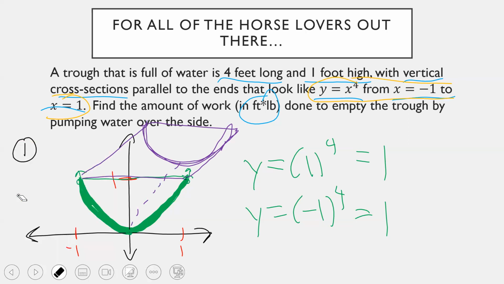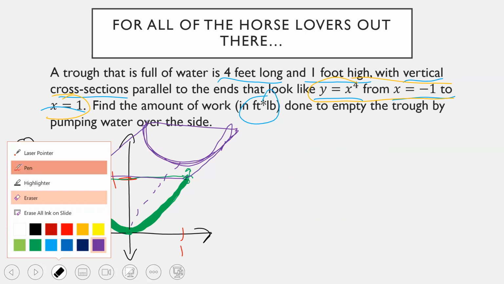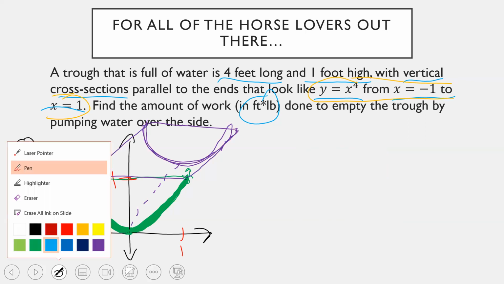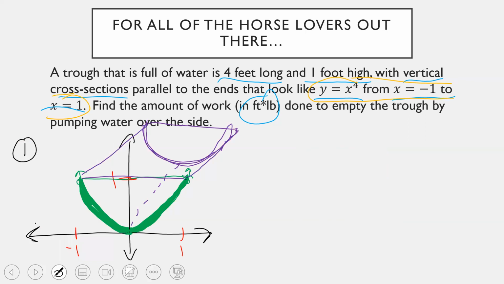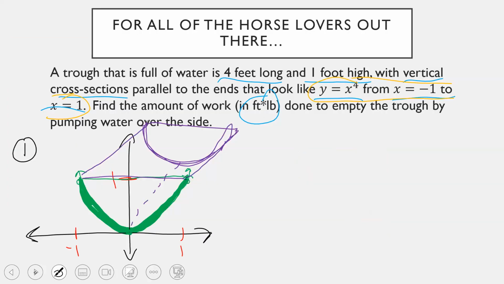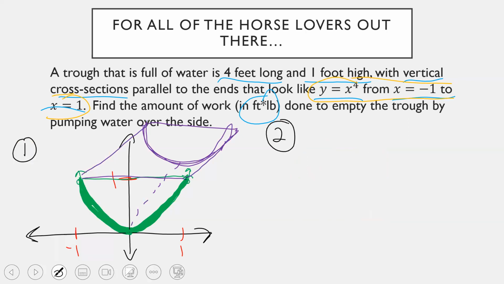And again, this is nice to have it this way because it's got it imposed on a set of axes, which means we can work with some functions here. Okay, so let's look now at step 2, which is to sketch a representative layer of water and find the volume. And actually, yeah, this is step 2. I thought maybe it was steps 2 and 3 together, but it's just step 2.